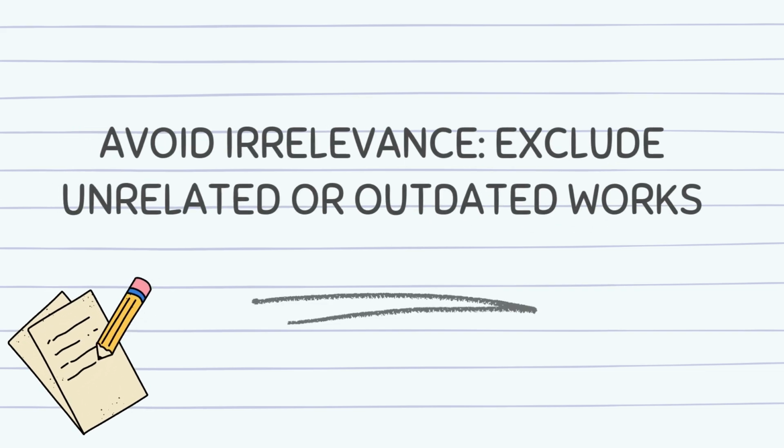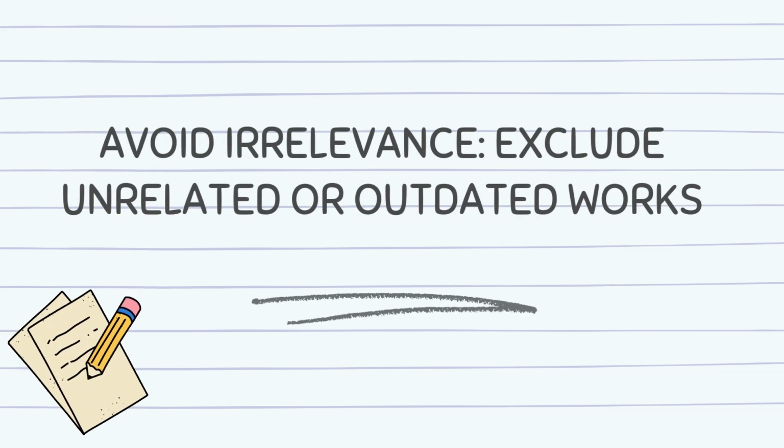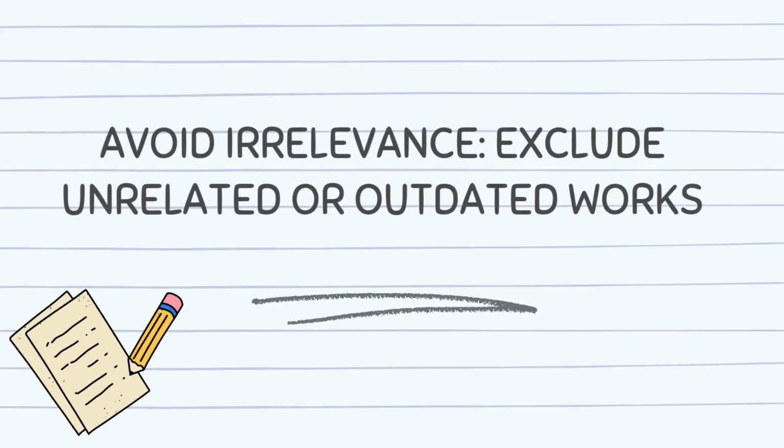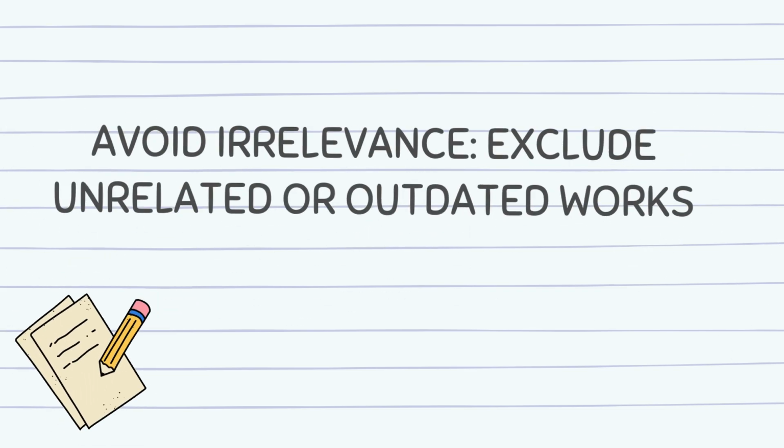Techniques for identifying and excluding irrelevant works: clearly define inclusion and exclusion criteria. Before collecting literature, set clear guidelines for what qualifies as relevant. These criteria should be based on topic relevance, publication date, source credibility, and alignment with research objectives. Use keywords and filters. When searching databases like Google Scholar, PubMed, or JSTOR, use specific keywords and set filters to include only recent and peer-reviewed studies.